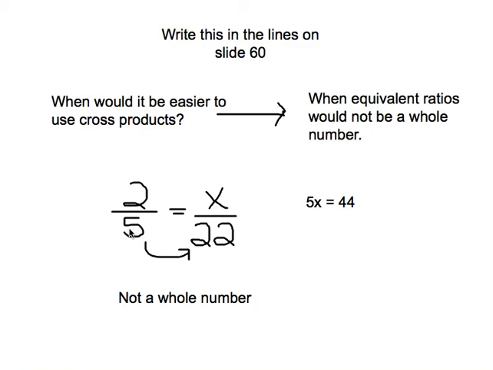So instead, if we use cross products, we multiply 22 times 2 and 5 times x, and we get 5x equals 44. We can divide by 5 on both sides, and we already know this is not going to be a whole number. And if you divide, you get x equals 8.8. So again, please take a couple minutes to write this down on the lines of slide 60.